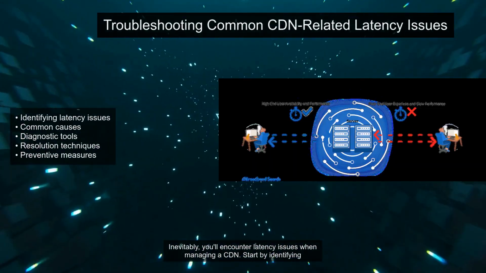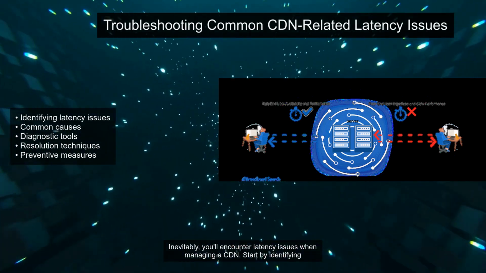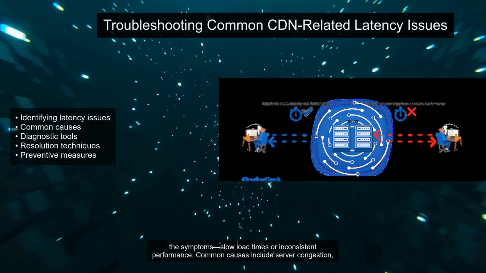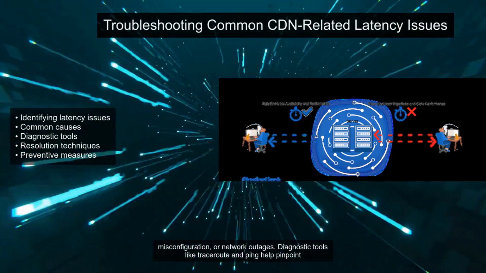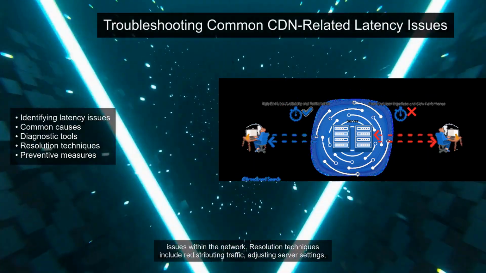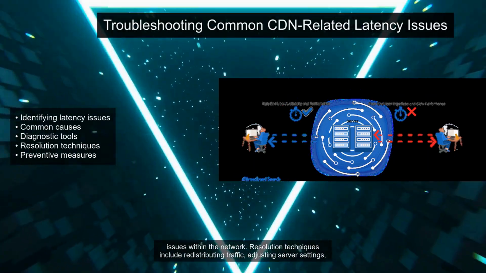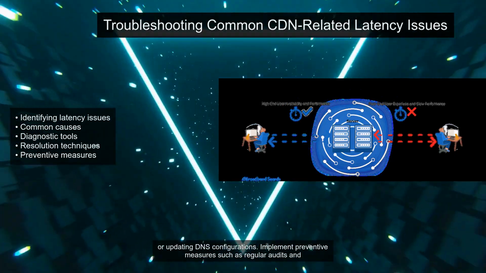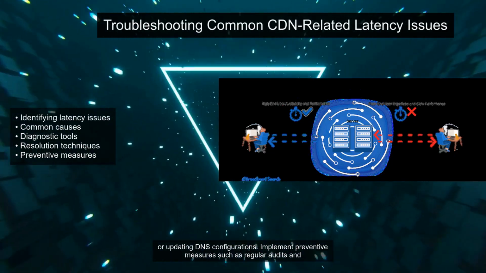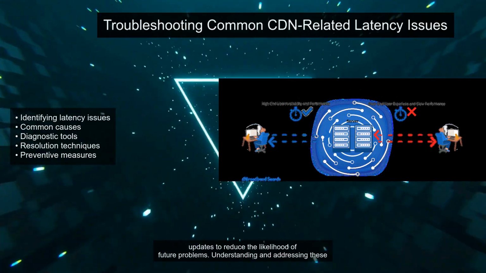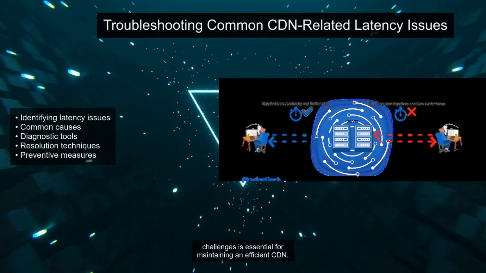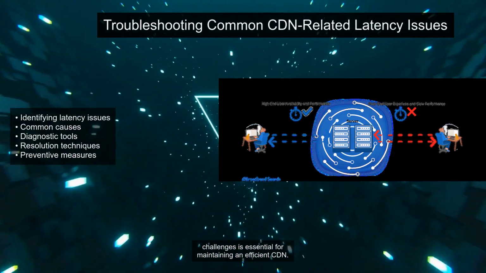Inevitably, you'll encounter latency issues when managing a CDN. Start by identifying the symptoms: slow load times or inconsistent performance. Common causes include server congestion, misconfiguration, or network outages. Diagnostic tools like traceroute and ping help pinpoint issues within the network. Resolution techniques include redistributing traffic, adjusting server settings, or updating DNS configurations. Implement preventive measures such as regular audits and updates to reduce the likelihood of future problems. Understanding and addressing these challenges is essential for maintaining an efficient CDN.